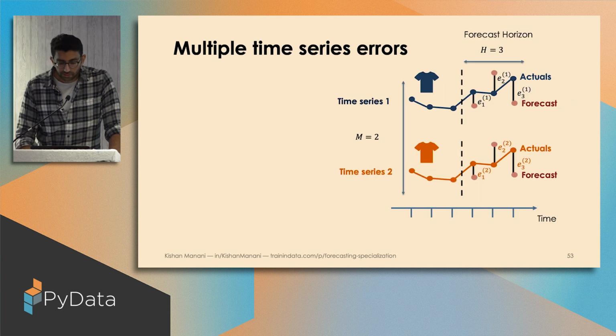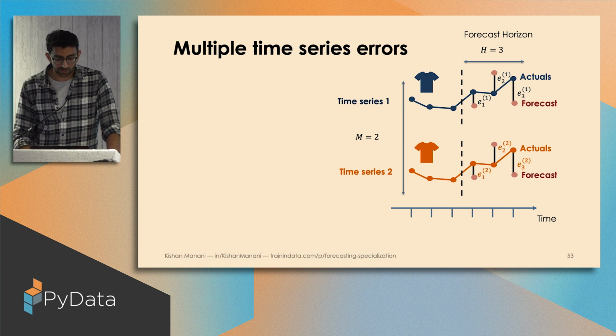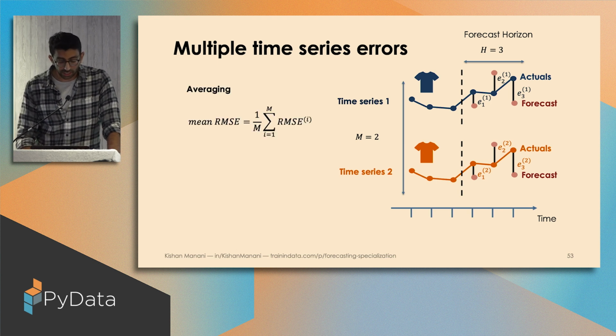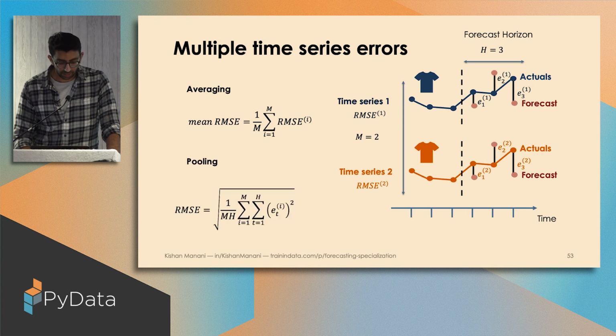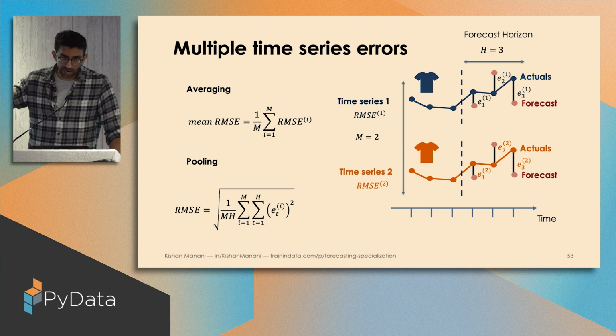So let's imagine you've got a couple of time series and you have your forecast horizon and you've forecasted 3 points into the future. We've got 2 time series, so we've got these individual forecast errors. What can we do? One thing we can do is called averaging. We will compute our scale-dependent error metric, like the RMSE, on each individual time series and then simply average them. Another approach is called pooling, and this is where we will combine all of the errors across all the time series and then compute our scale-dependent error metric, like the RMSE, over all of the errors.